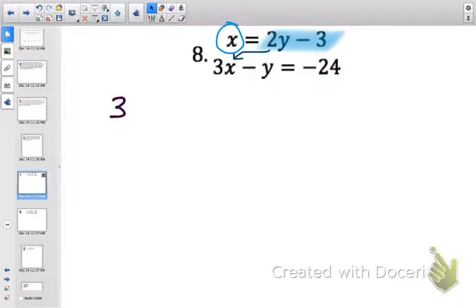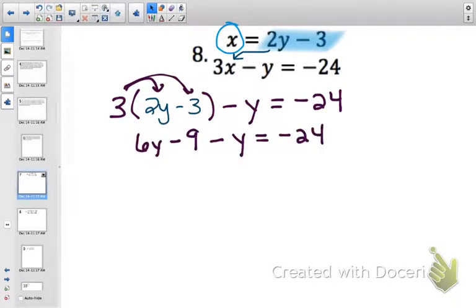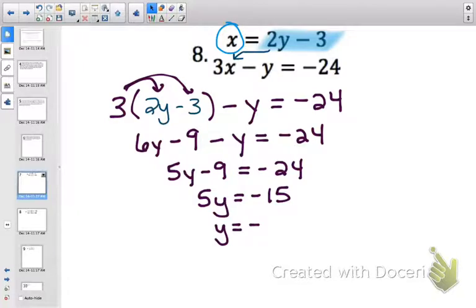So I'm going to write out the second equation and I'm going to leave space where I see the x because that's where I'm going to do my substitution. I use parentheses, so where I plug in the value that's equal to x is where the 2y minus 3 goes. From there, I just have to distribute, and then before I solve, I need to combine like terms, and then add 9 to both sides and divide by 5. So we get y is equal to negative 3.